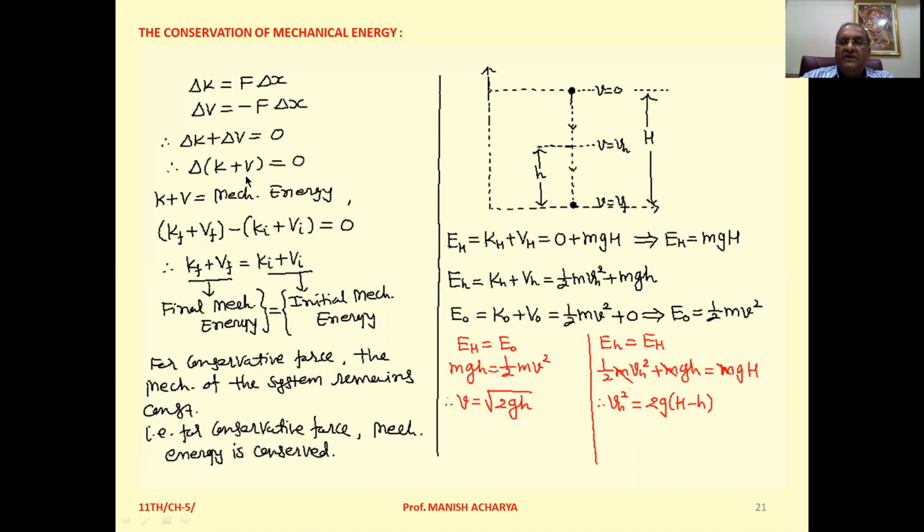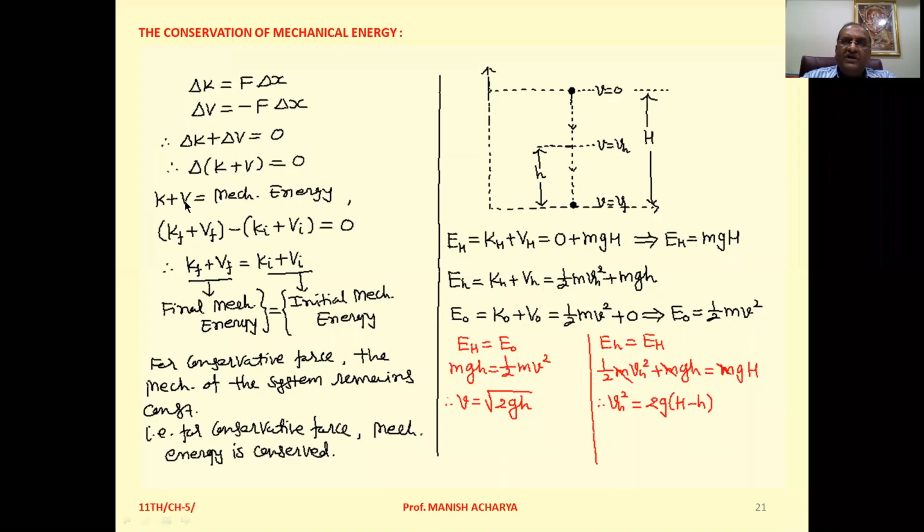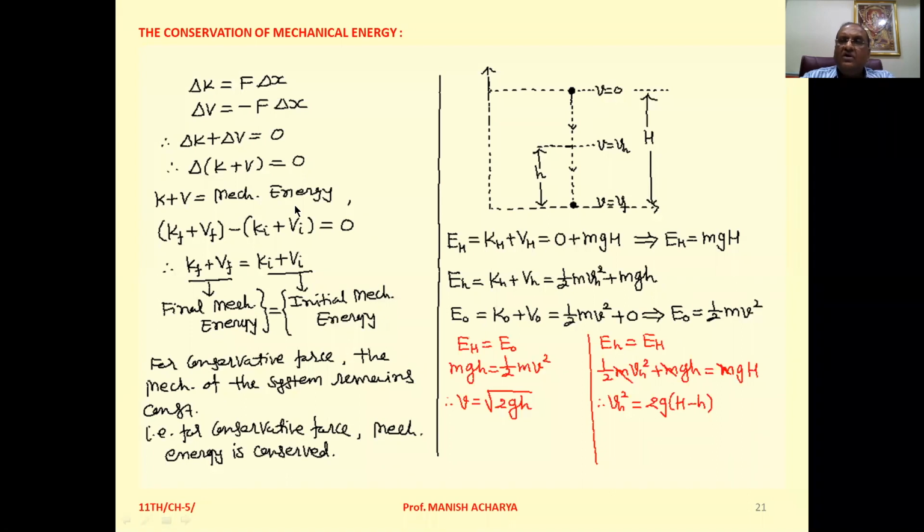K plus V, that is the summation of kinetic energy and potential energy, and that is called mechanical energy, or sometimes it is called total energy. Okay. Now delta means change. So change of the summation of kinetic and potential means mechanical. So change means final minus initial.